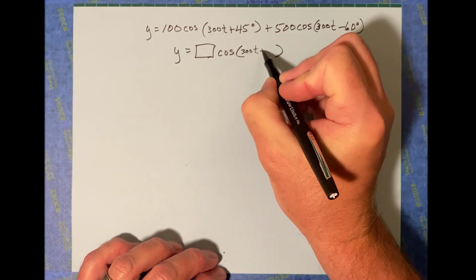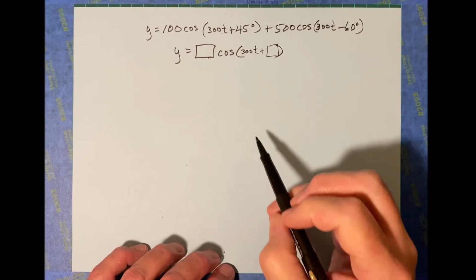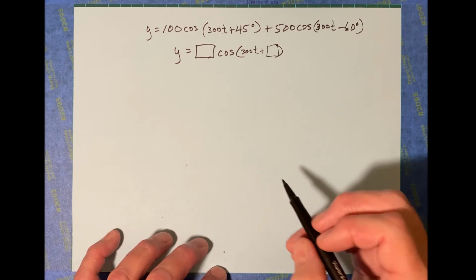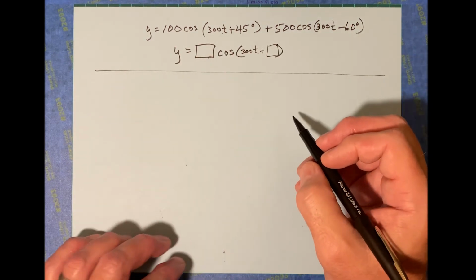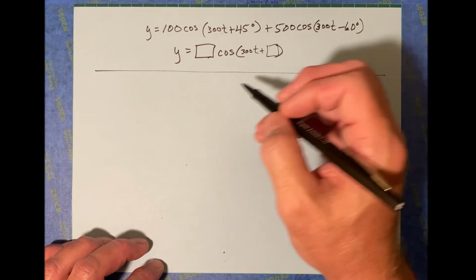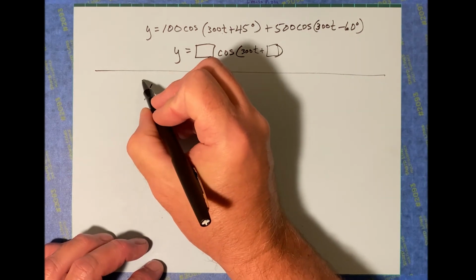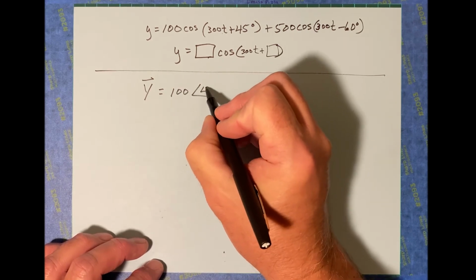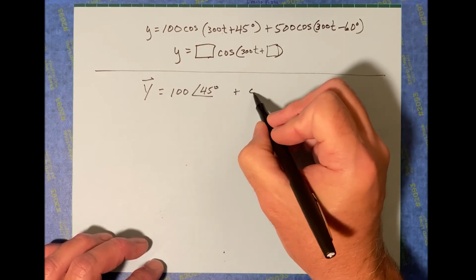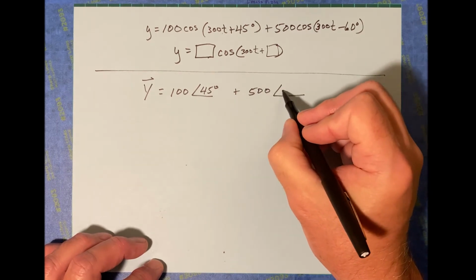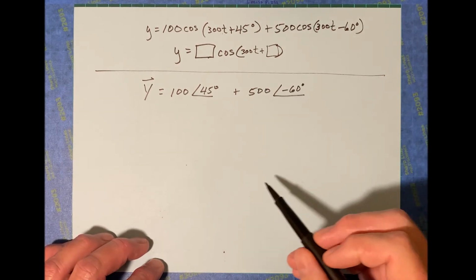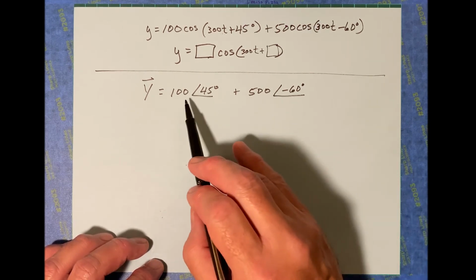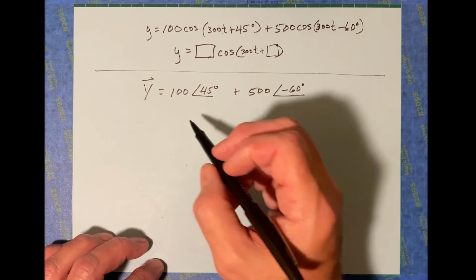That's going to be 300t plus something that goes right there. So we're after the amplitude, we're after the phase angle. That's what we want. Well, let's take our original function up here and transform it. Phasor y is going to be 100 angle 45 degrees plus 500 angle negative 60 degrees. Now I cannot add them when they're in polar form. I have to convert them into rectangular form to be able to add them.